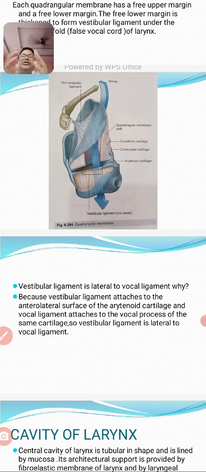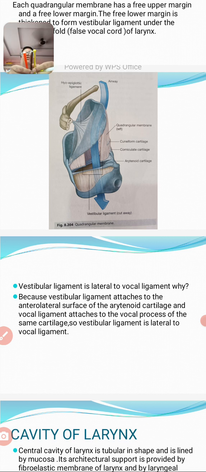Now, the question is why the vestibular ligament is lateral to the vocal ligament. Because the vestibular ligament is attached to the anterolateral surface of the arytenoid cartilage. In the arytenoid cartilage, as I have discussed, there is a medial surface and an anterolateral surface. The vocal ligament is attached to the vocal process of the same cartilage. So the vestibular ligament is lateral to the vocal ligament. Suppose this is the vestibular ligament and this is the vocal ligament.